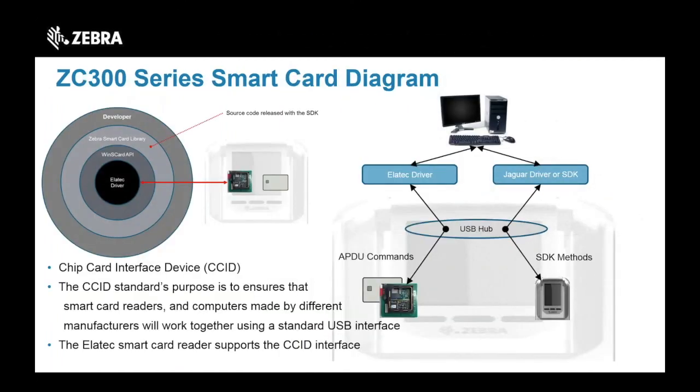Okay, how the smart card works. On the left side, you see the smart card diagram, and where we are located, the developer. The developer is the outside layer. The developer will be calling the Zebra smart card library. It's the sample code that we have built for you. You will be able to see that when you download the SDK. The Zebra smart card sample code will call the WinCard API, which is the Windows library, and from there you will be able to call the Elatec driver. The Elatec driver will be the driver that directly controls the smart card.